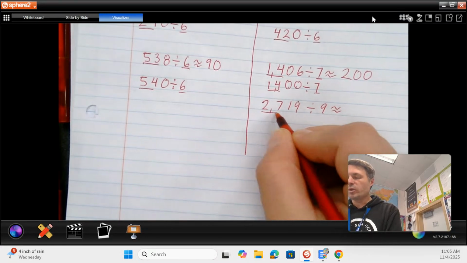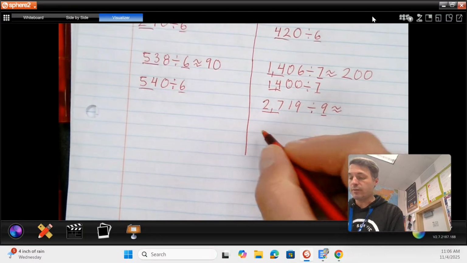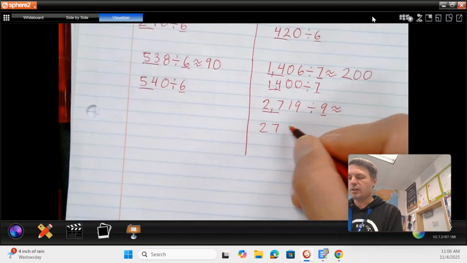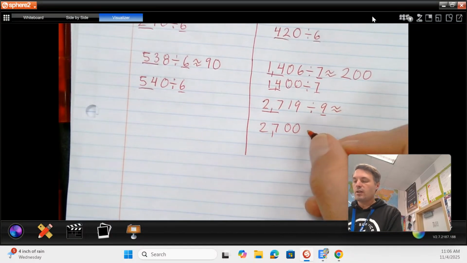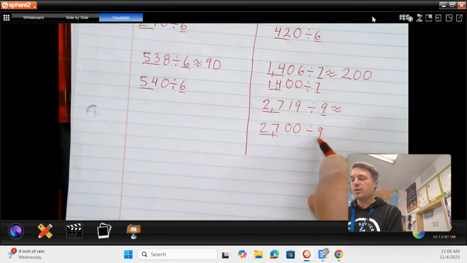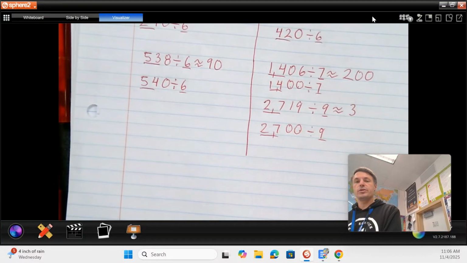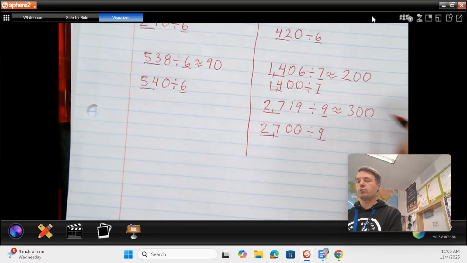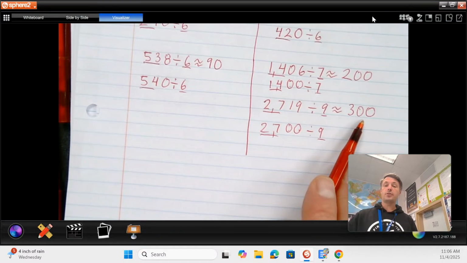And then here we look at the 27 and the 9, and we think, what's the closest multiple of 9 to 27? And it is 27. So we're going to keep that the same. Everything to the right is going to become a 0. 2,700 divided by 9. So we do 27 divided by 9, which is 3, and there's 2 zeros in the dividend, and we drop those to the right of the 3 in the quotient. So 2,719 divided by 9 is about 300.